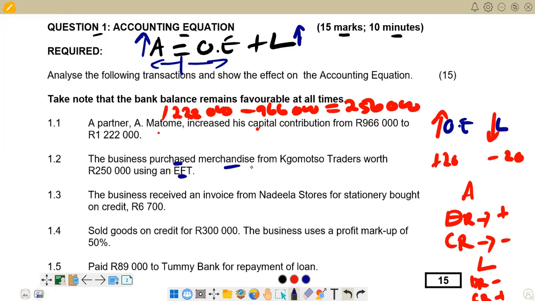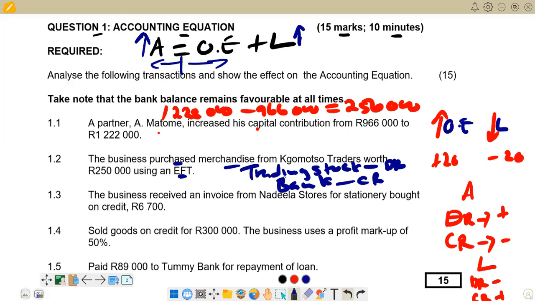So let's say the two accounts, which is trading stock, and also we have bank. So you see that here money is going out of the business. So based on the principle that we debit the receiver, credit the giver, you see that money is going out, so bank is the giver there. So we credit bank, and then the trading stock is the one that is coming into the business, so it's receiving, so we debit there. So the amount that we have is 250,000.